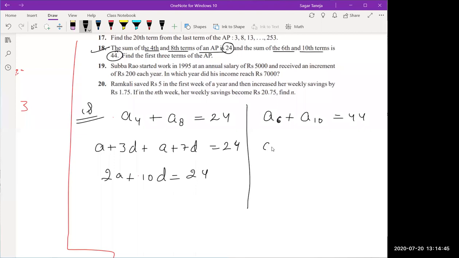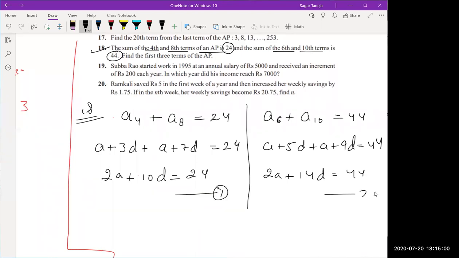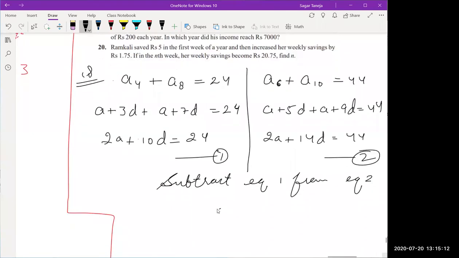And this side also you can solve in the same way. A plus 5d plus a plus 9d is equal to 44. And here we have 2a plus 14d is equal to 44. And just solve these two equations. Subtract equation 1 from equation 2. 2a plus 14d is equal to 44 and 2a plus 10d.